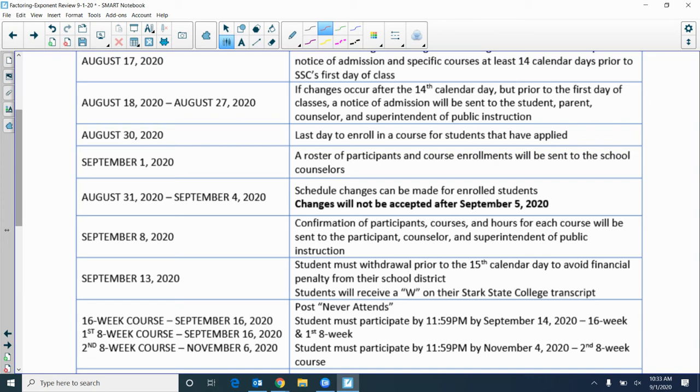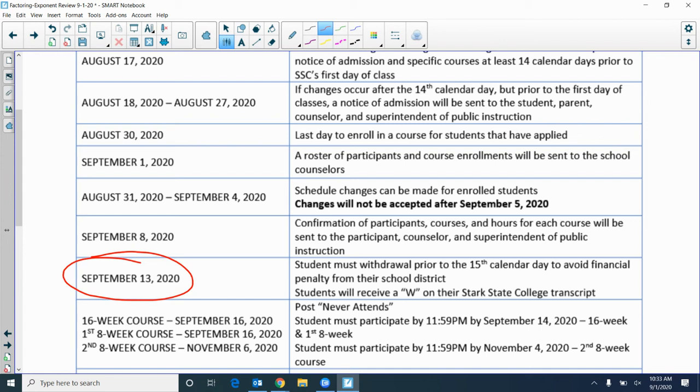But there is a key date. I think it's September 13th here. You cannot get to the end of the semester and say, oh, I think I'm just going to drop out and not take the CCP because I got a bad grade. That won't work. You must withdraw prior to the 15th calendar day to avoid financial penalty from your school district, which would be us. You receive a W on your transcript, but that doesn't really affect anything.